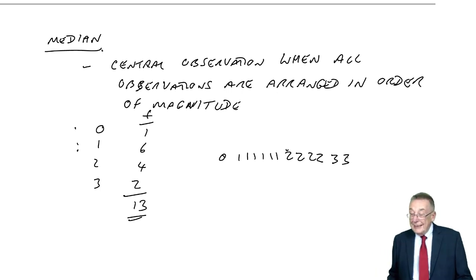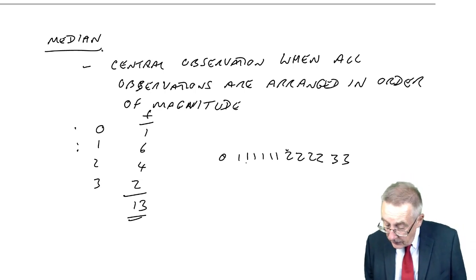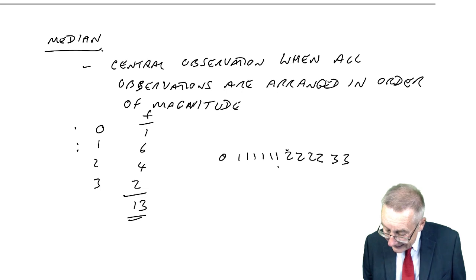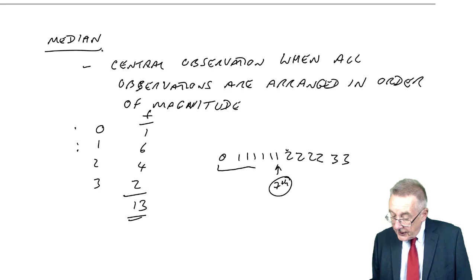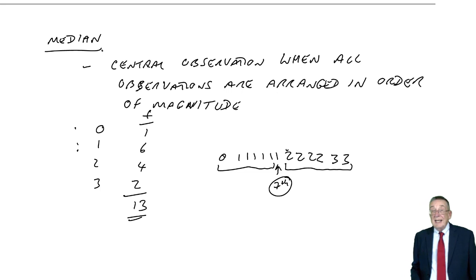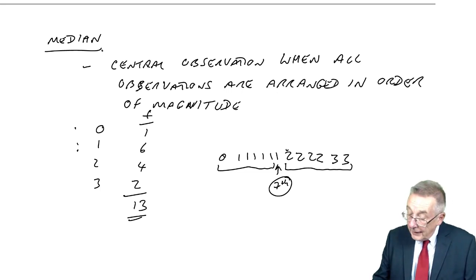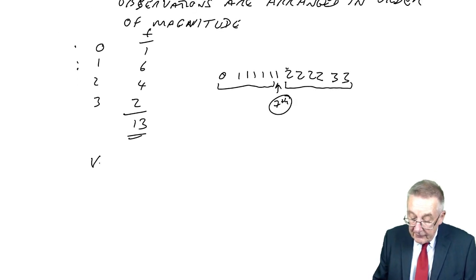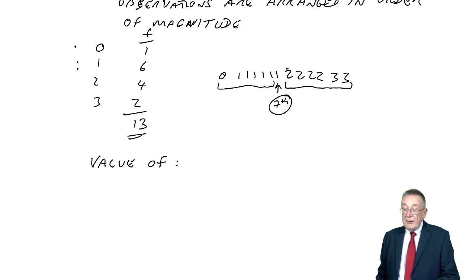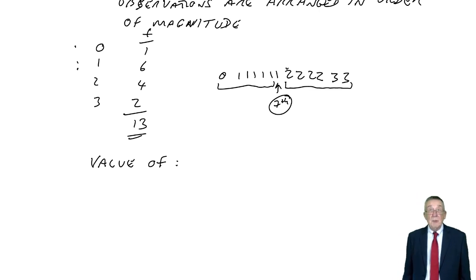Well, what's the middle one? The middle one, surely, is the 7th one, because 1, 2, 3, 4, 5, 6, 7. There are 6 below and 6 above, and so the middle one is the 7th. Rather than write them all down like that, it's all right, but suppose there were 50 of them, we'd be there all day.